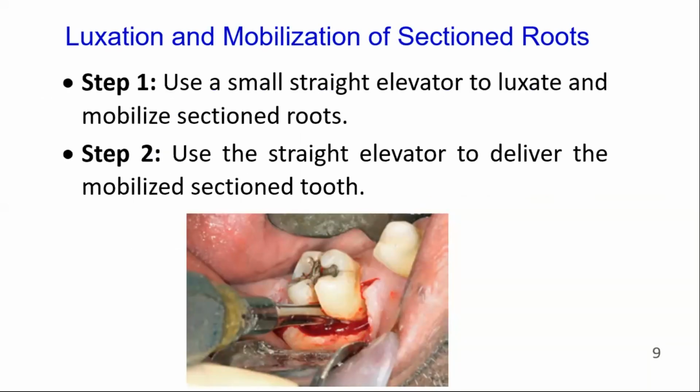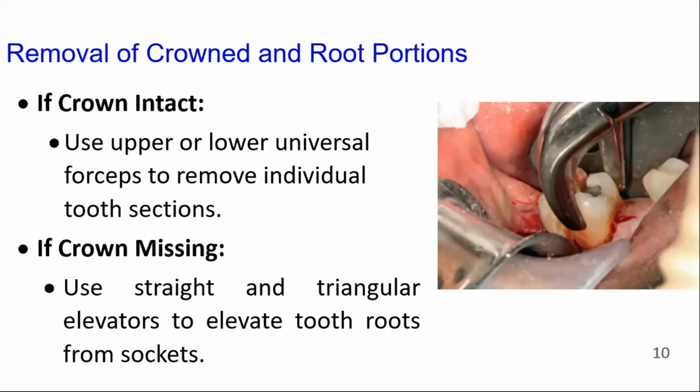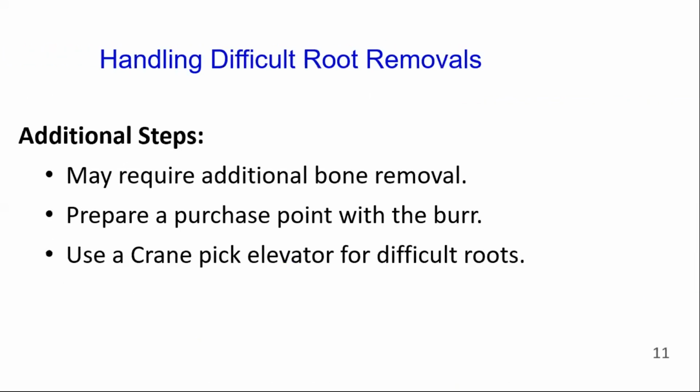Focus on using elevators to luxate and mobilize the sectioned roots for easier extraction. Different techniques are used based on the condition of the tooth crown, using forceps for an intact crown, as shown in this figure, and elevators for missing crowns. Outline additional procedures for stubborn roots, including further bone removal and using specialized tools like the Crane pick elevator.